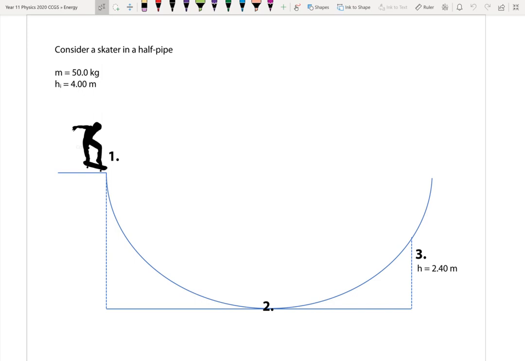Okay, let's get to an equation. Let's say our skateboarder is initially stationary.